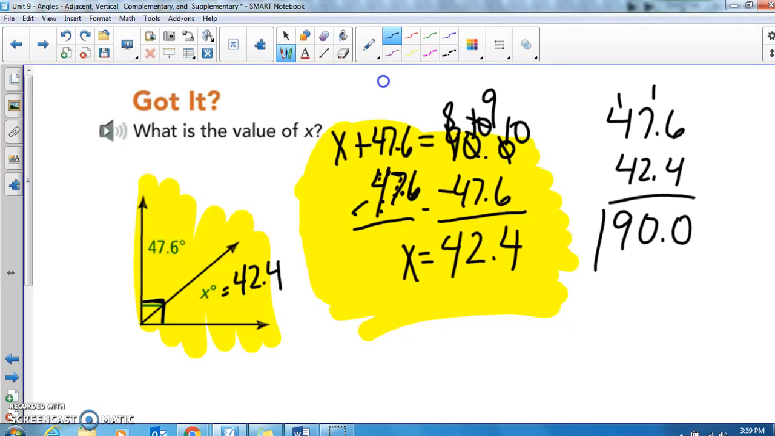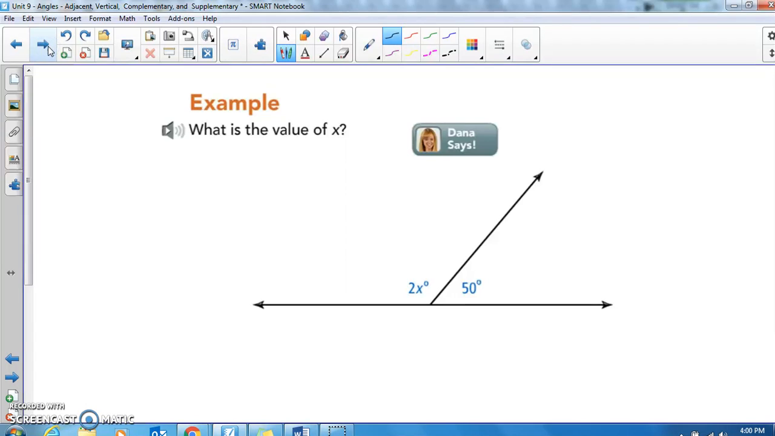Which they do, so we have confirmed that the x value is 42.4. All right, the next one. See that we have a straight line here? So that means we must be dealing with something that's 180. And we have that divided into this additional angle, which means we have two angles here that are supplementary.